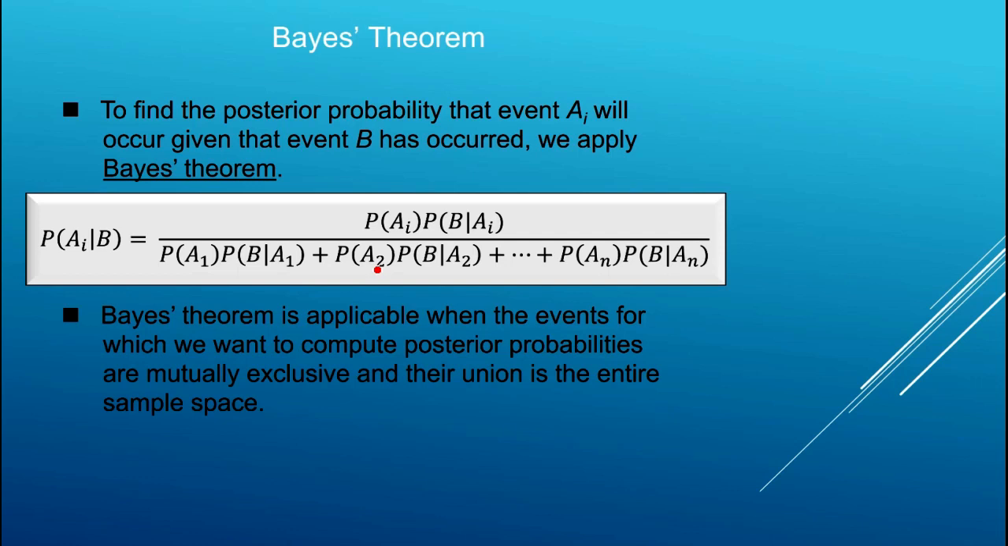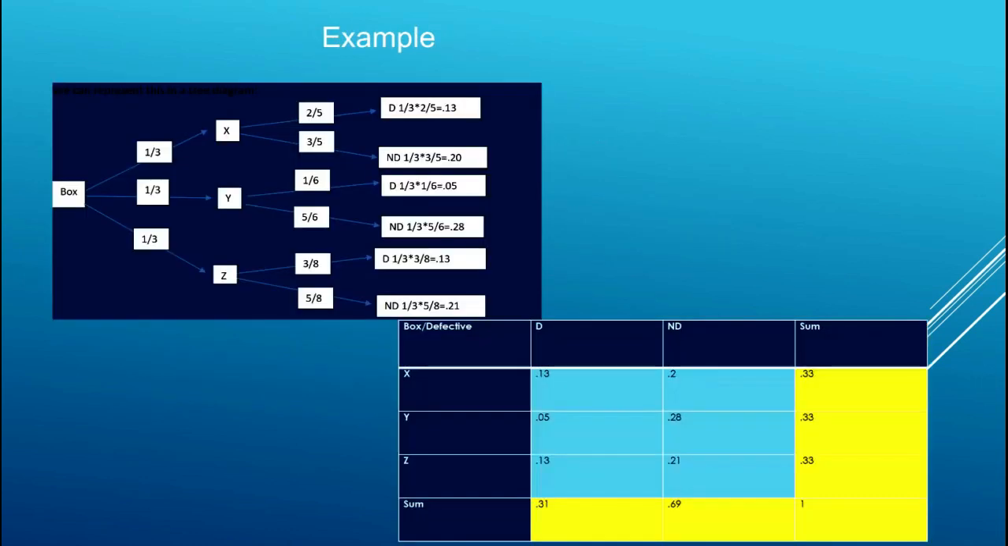Bayes' theorem is applicable when the events for which we want to compute posterior probabilities are mutually exclusive and their union covers the entire sample space. Sometimes these are called partitions over the sample space. Here's a simple application. It's from one we're familiar with, our boxes and our defective and non-defective light bulbs. Here I've represented both the tree diagram and the contingency table or pivot table that I built for you from the tree diagram.